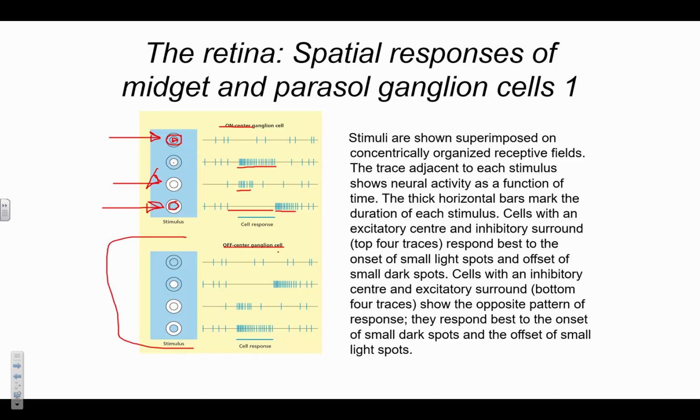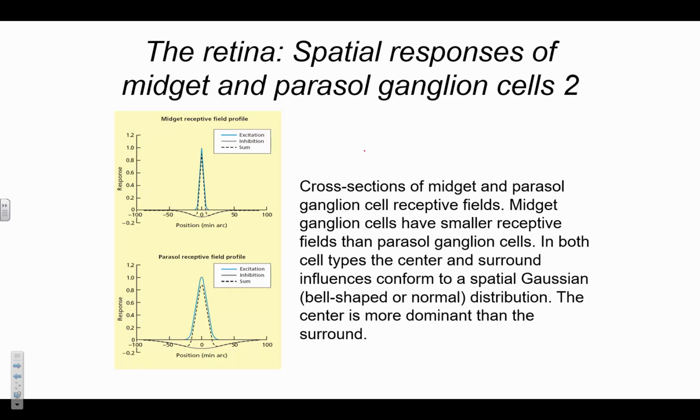Off-center ganglion cells are the exact opposite, right? If light falls on the center, we don't get a response. If light falls on the surround, the cell gets activated or excited. It's not a big deal.